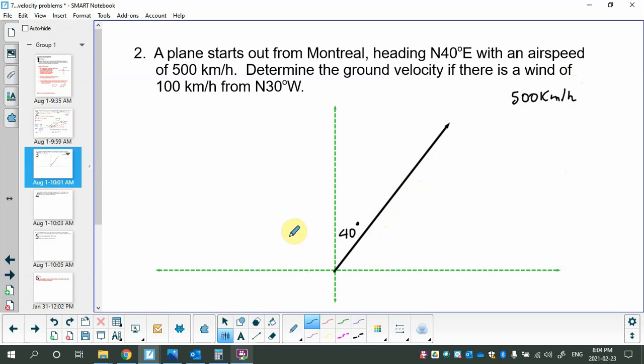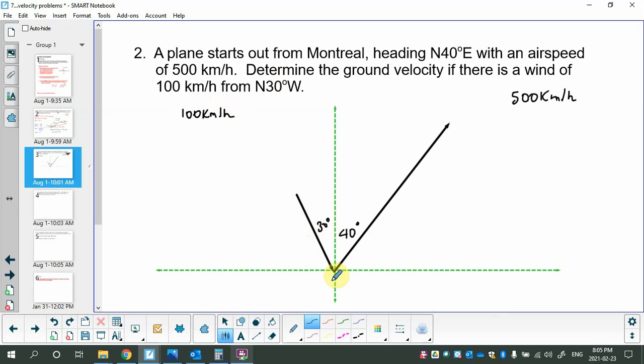All right, next, determine the ground velocity if there is a wind of 100 kilometers per hour, so shorter than the 500 kilometers per hour vector, from north 30 west. So I'm going to draw my wind speed here, badly, with a ruler. So it's from north 30 degrees west. I'm going to write a little 30 in here. Remember that that's 100 kilometers per hour, which I'll move into place in a second.